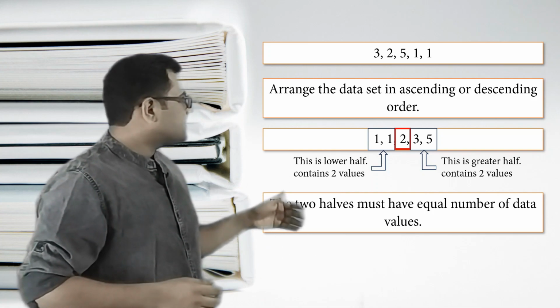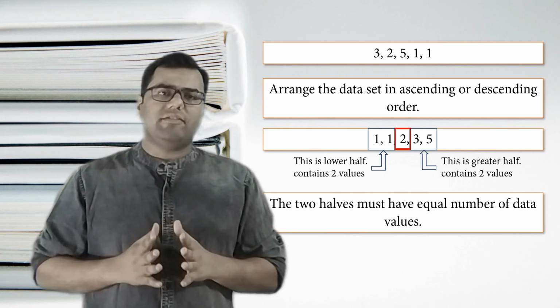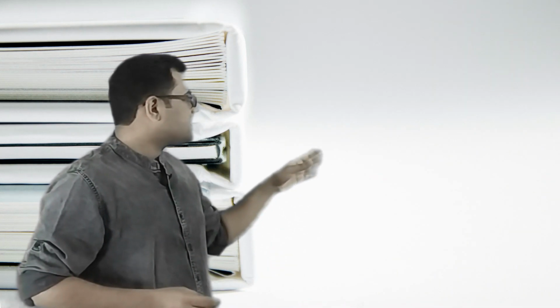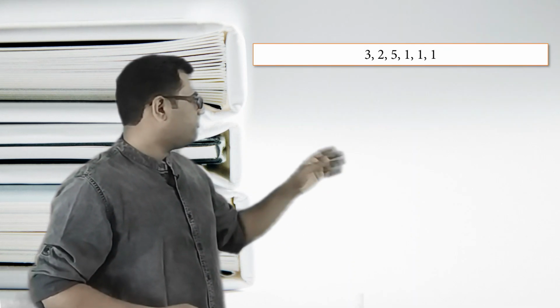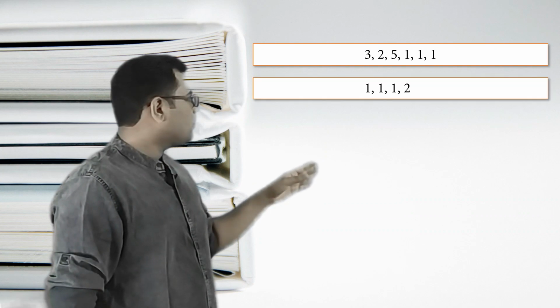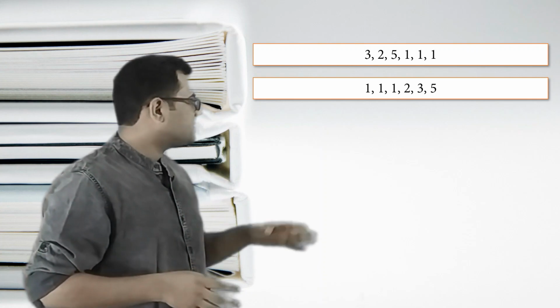Now in this case, the number of data values in the data set was odd, and hence we could easily find out the middle value. What if the data set has an even number of values? For example, consider this data set: 3, 2, 5, 1, 1 and 1. Now I am arranging it in ascending order and I have the data set as 1, 1, 1, 2, 3 and 5. Now you can clearly see that there is no middle value in this data set.